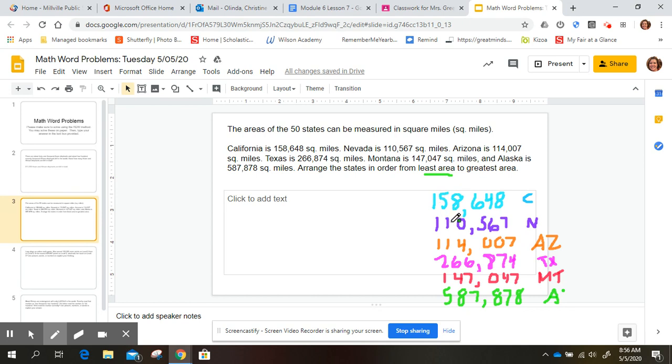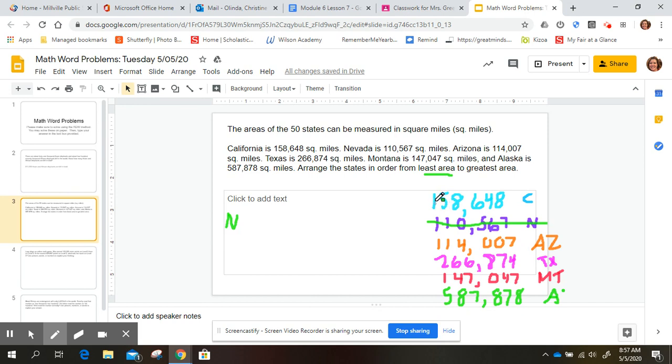The 4 and the 5 are bigger than the 1 and the 1, so I need to go to the next number. These both have 1s in their first two place values. The next one is 0 and 4. So the least would be 0. So my first answer here would be Nevada. I'm just going to put an N here to help me remember. It goes Nevada. And then this one is finished.